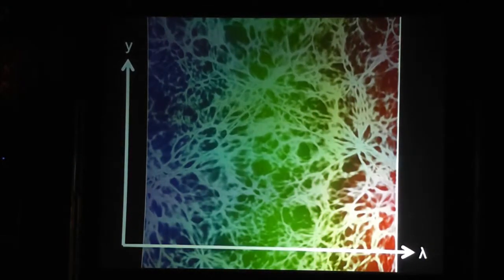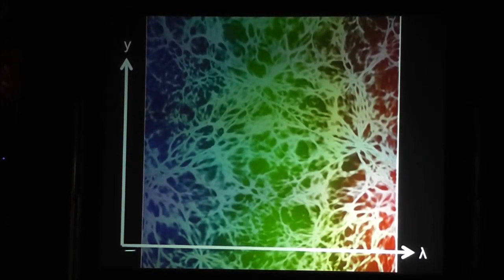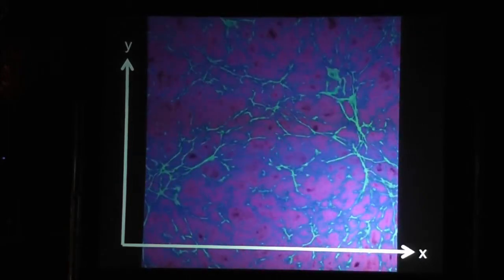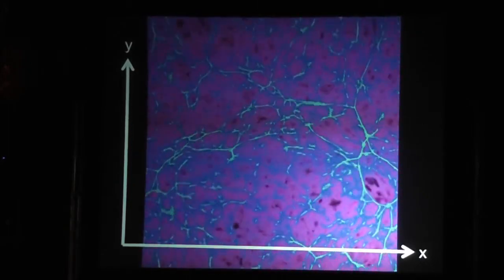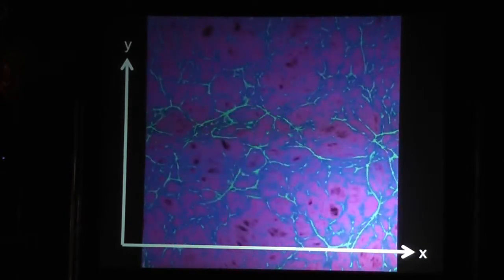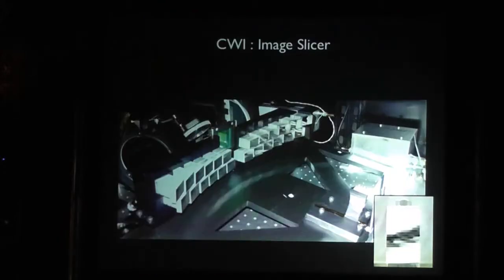So we can do that with a slice of the cosmic web, which is one-dimensional. We can get effectively a two-dimensional image by taking a spectrum of that. And because redshift gives us distance along the line of sight, we get this two-dimensional picture. But what we really want is a three-dimensional picture, because the cosmic web is three-dimensional. Looks like that. So we want to say x, y, and redshift, or wavelength, in the third axis. So how do we get that?